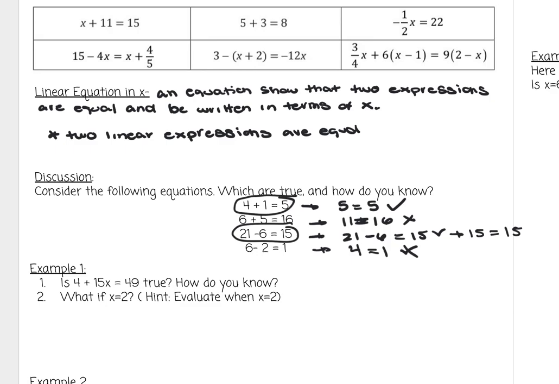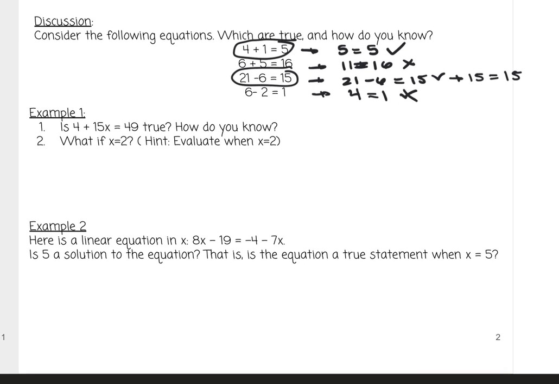Now we're going to look at some examples, and we're looking at a multi-step equation. Those examples we looked at, we gave you expressions on each side. Now we're going to look at when we have equations on each side, meaning that we have variables, whether it's on both sides or on one side. So it's saying, is 4 plus 15x equals 49 true? Looking at this statement as it is, since there's an unknown value of x, can we say that this equation is true? Off the bat, no, we cannot. We can look at it and say it's possibly true depending on your value of x.